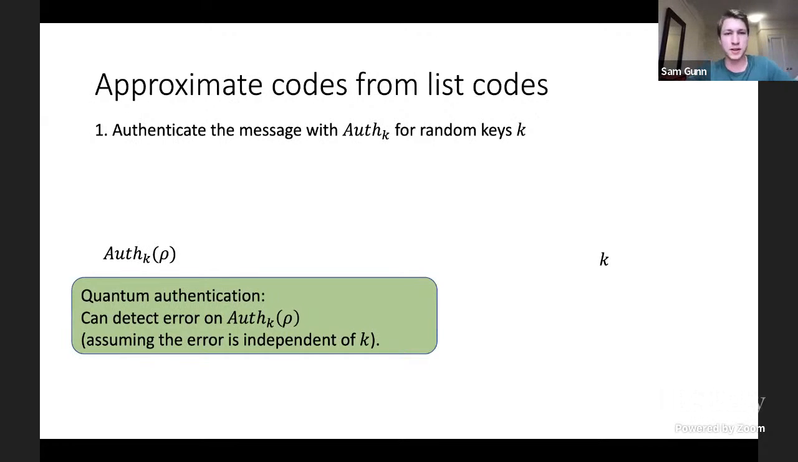Okay, so now with quantum list decoding in hand, we can start to talk about how we construct our approximate codes. The first step is we're going to authenticate our message with some sort of authentication algorithm. That means we're going to sample random keys K and then authenticate the message using K. What authentication is going to do is allow us to detect errors if they happen on the authenticated message. So as long as the keys that we use are kept hidden from the error channel, our authenticator is going to sort of flag errors for us.